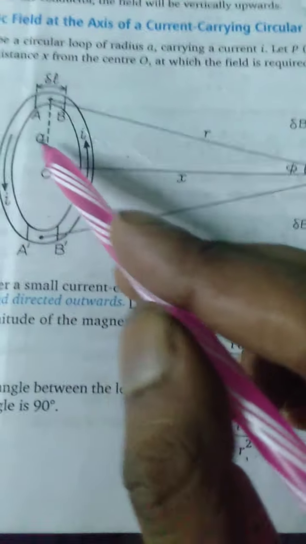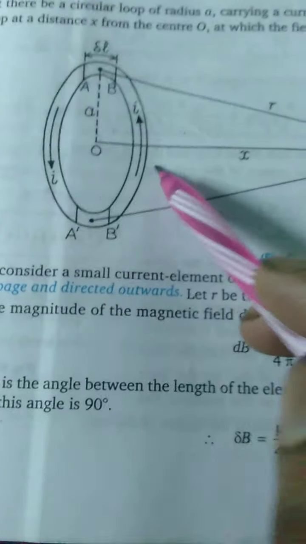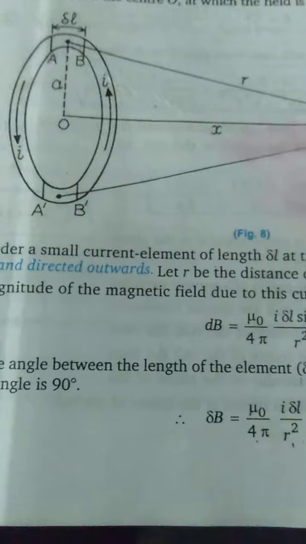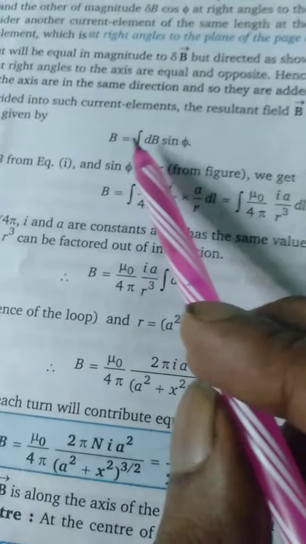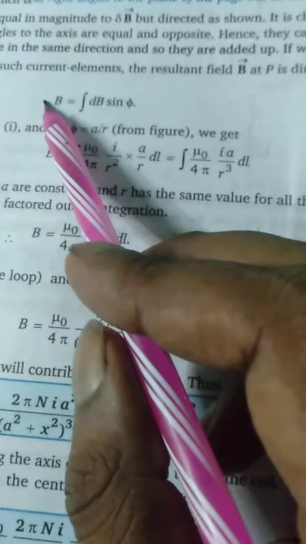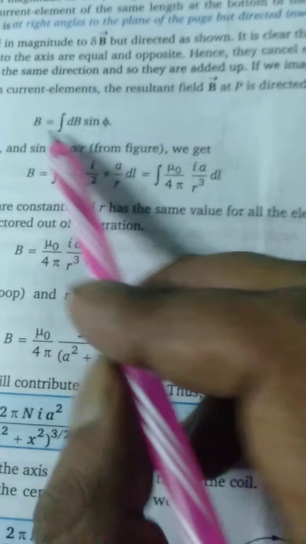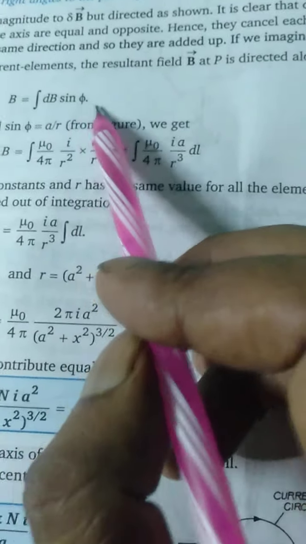Similarly, if you take one element here and here, the dB cos phi will be cancelled. If you take one element here and here, the dB cos phi will be cancelled. So all the dB sin phi of every element will be added. That is why, when we find the total magnetic field, the resultant field at P is equal to the integration of dB sin phi.